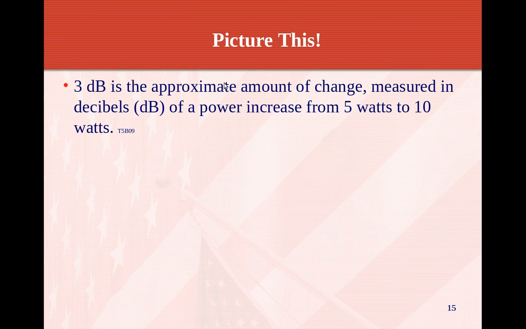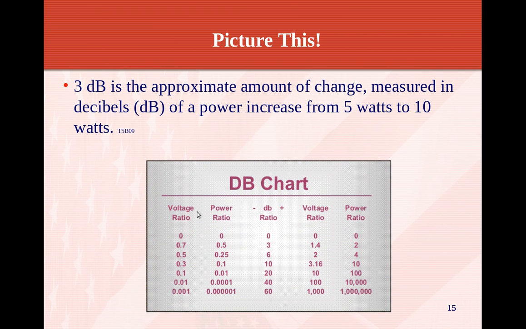3 dB is the approximate amount of change measured in decibels of a power to increase from 5 watts to 10 watts. So 3 decibels is either you cut it in half or you double it. Negative 3 dB, you cut it in half; plus 3 dB, you multiply it by 2. So here's your dB chart.